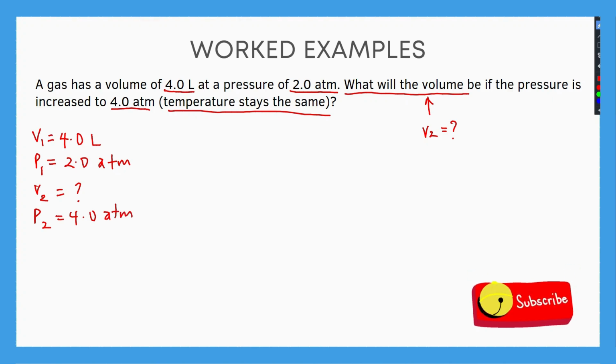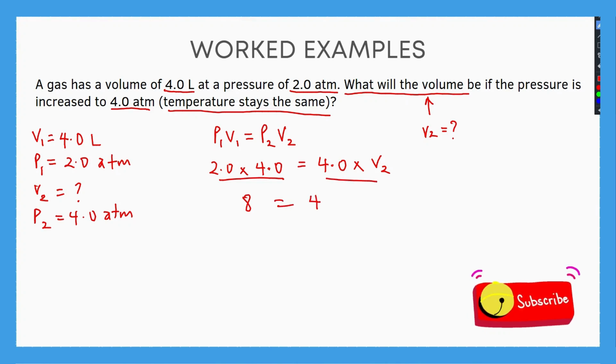Now that we have our variables, remember Boyle's law states that P₁V₁ is equal to P₂V₂. So now, what's our P1? 2.0 multiplied by V1, which is 4.0, is equal to P2, which is 4.0, multiplied by V2, which is unknown. 2 multiplied by 4 gives us 8, and 4 multiplied by V2 gives us 4V2. In this case, we're looking for V2, which means we'll just divide both sides by the coefficient of V2, which is 4. 4 cancels 4 here.